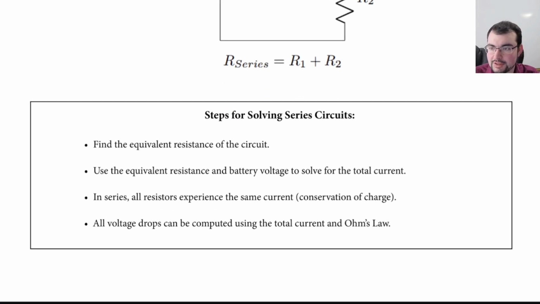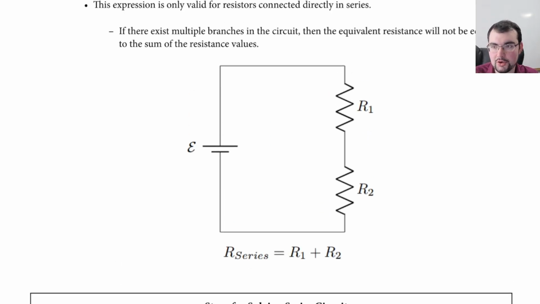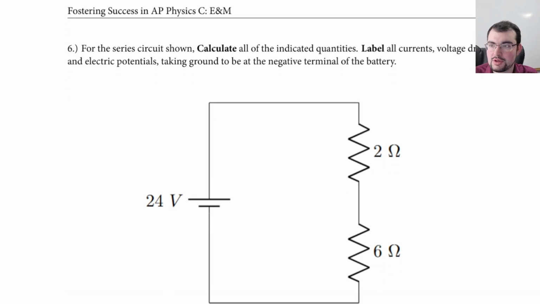So for series circuits, find REQ, solve for the current, and we use the fact that in series, the current is the same. Then do any analysis you need using Ohm's law, because you'll know the current, so you can just get delta V equals IR for each resistor. So let's do that. We're going to solve these circuits.